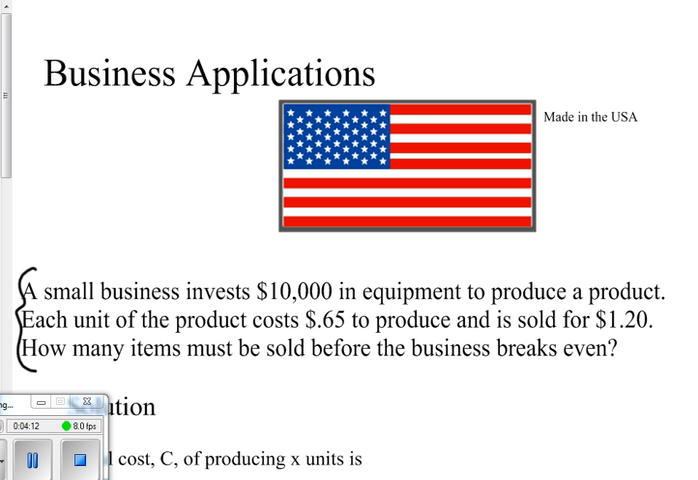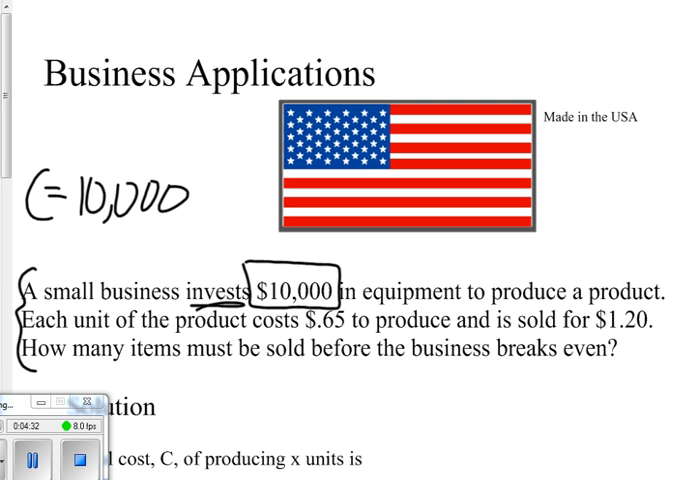Okay. So a small business invests $10,000 in equipment to produce a product. So this $10,000, is that a cost or a revenue? Yep. So they invested, so that's a cost. So our cost so far is $10,000 because that's how much they've spent. They've invested $10,000 in equipment to produce a product. Each unit of the product costs 65 cents.